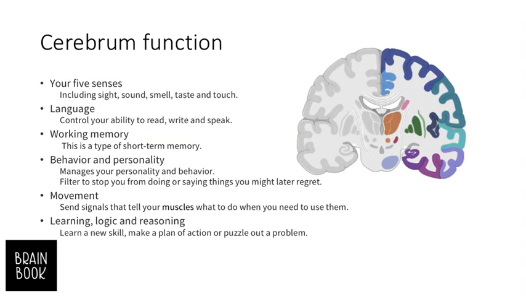Cerebrum has different functions, including our senses, language, working memory, our behavior, movement, and even learning, logic, and reasoning. It controls our senses, including sight, sound, smell, taste, and touch. In addition, it controls our ability to read, write, speak. Some areas in the cerebrum are specialized for our short-term memory. In addition, some other parts manage our personality and behavior.